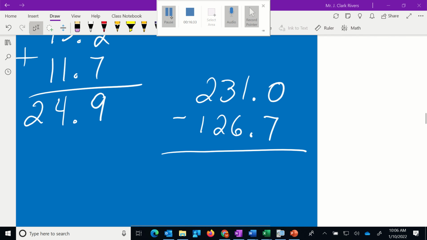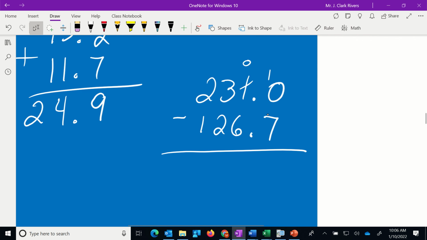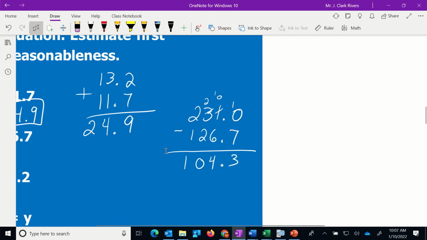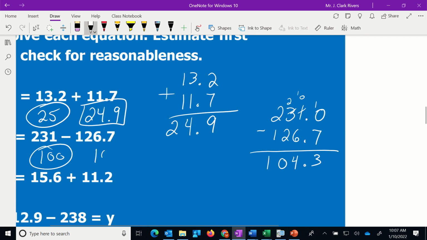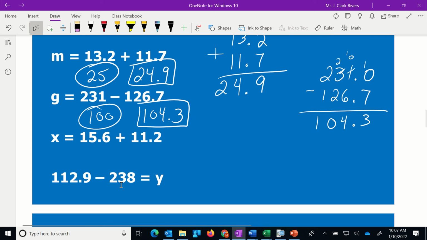We have to borrow from this 1. That becomes a 0 then. That becomes a 10. What's 10 minus 7? 3. Bring down that decimal. 0 minus 6, can't do that. Got to borrow from the 3. That becomes a 2. That becomes a 10. 10 minus 6, we get 4. 2 minus 2 is 0. 2 minus 1 is 1. So we get 104.3. Is that pretty close to our estimate of 100? It is.